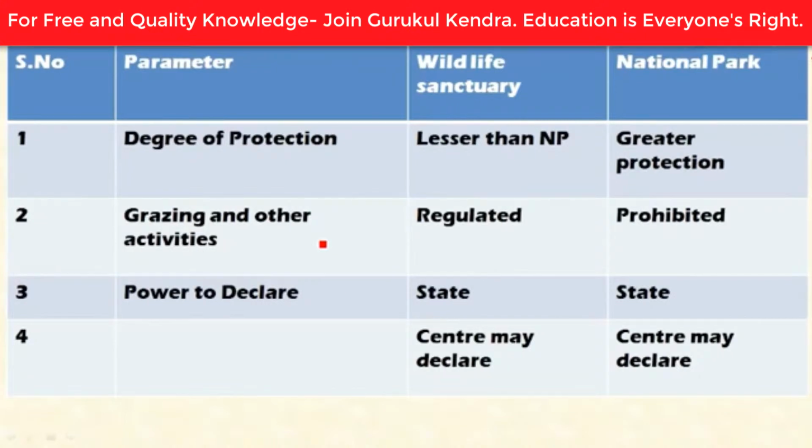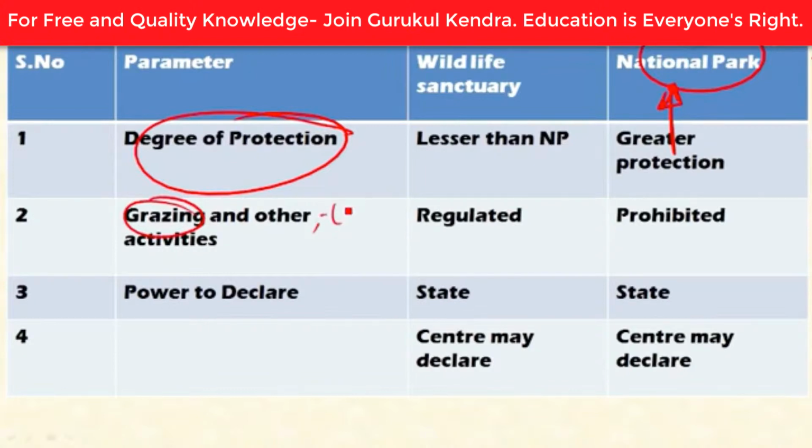Now let's look at the difference between the wildlife sanctuary and national park. On the parameter of degree of protection accorded, the national park has greater protection when compared to the wildlife sanctuary, under the Wildlife Protection Act. Various interferences in the protected area, including grazing, subsistence farming, tillage, and collection of minor forest produce by tribal and other forest dwellers, are regulated, not entirely prohibited, in the wildlife sanctuary, but are prohibited in most cases in the national parks.